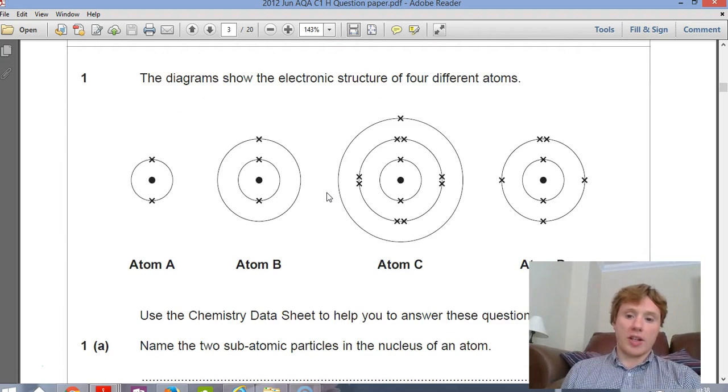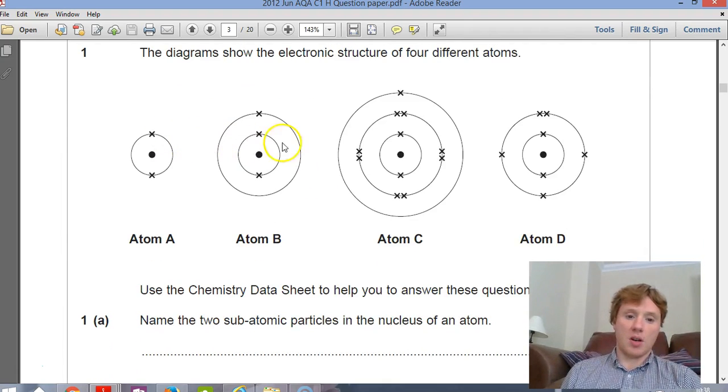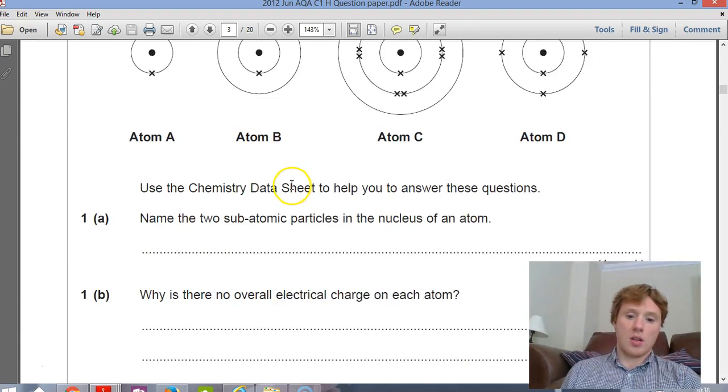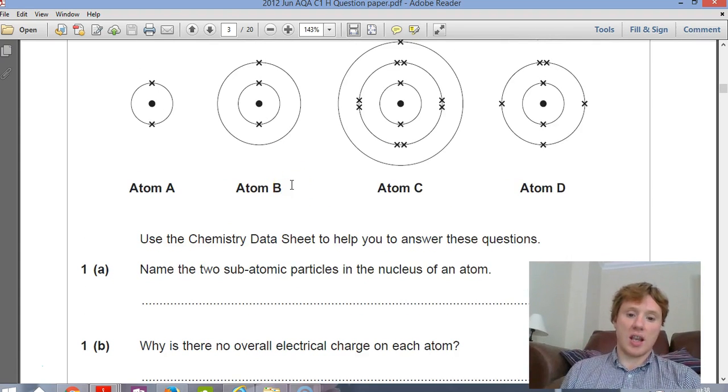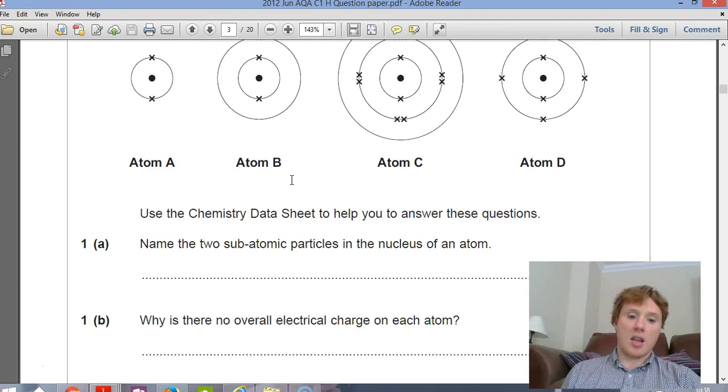So the electronic structure of 4 different atoms are here. Use the chemistry data sheet to help you answer these questions. Name the 2 subatomic particles in the nucleus of an atom. So you can pause it now to think of an answer, or write an answer down somewhere, and then I'll go through the answers. Off you go.